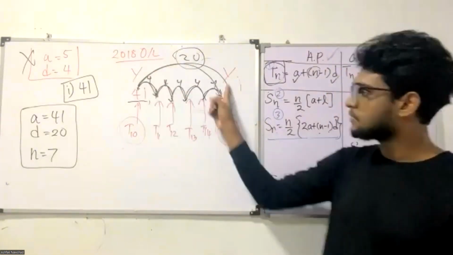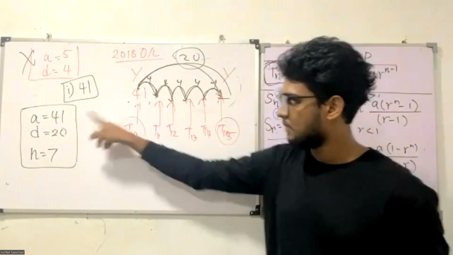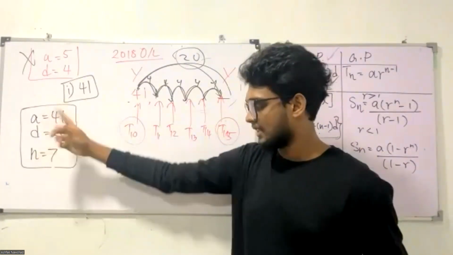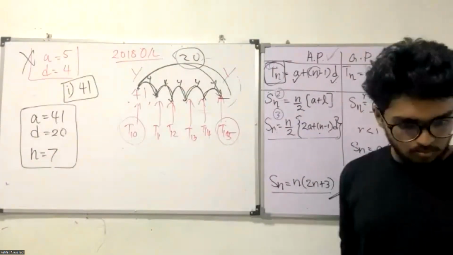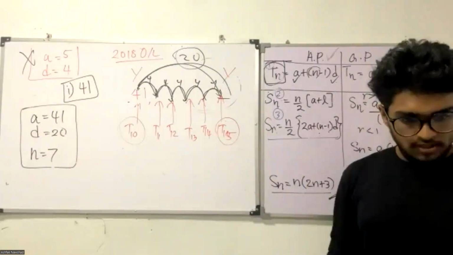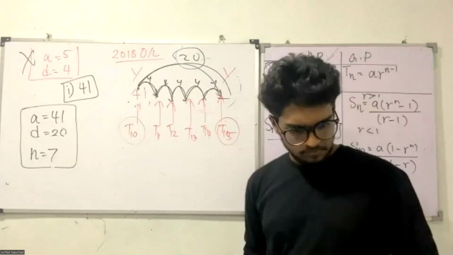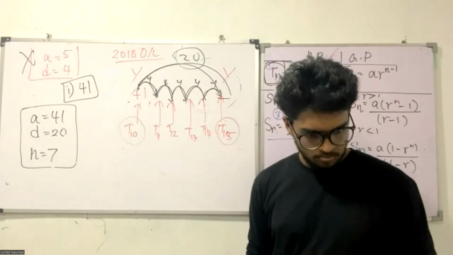So the common difference for yellow bulbs is 20. The first term is 41. It starts with 41 bulbs. And the number of yellow circles, like the number of rows, is 7. There are 7 rows. Does anyone need a repetition? Do you want me to repeat again? Or are we good to go?